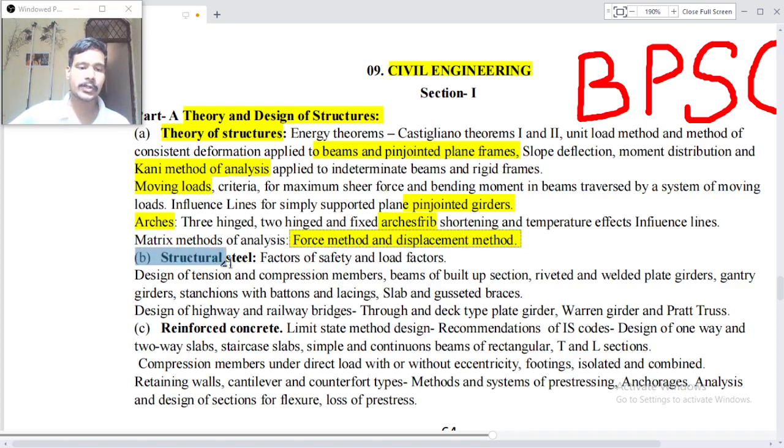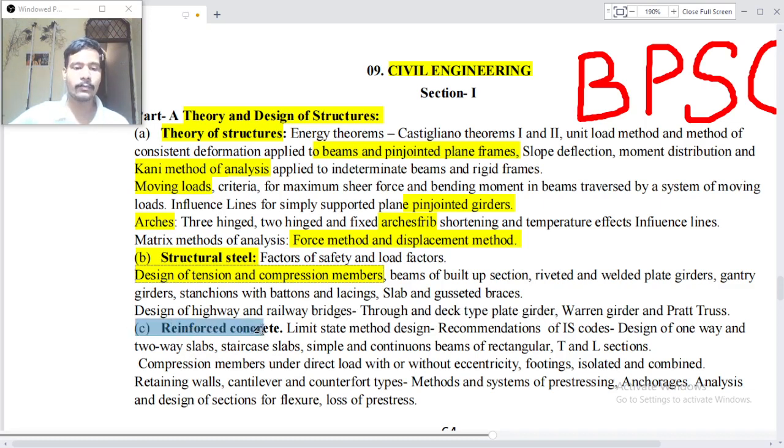Now, point number B, structural steel, factor of safety and load factors. Design of tension and compression members, beams of built-up section, riveted and welded plate girders, gantry girders, stanchions with battens and lacing, slab and gusseted bases. Design of highway and railway bridges through plate girders, warren girders, and Pratt truss.